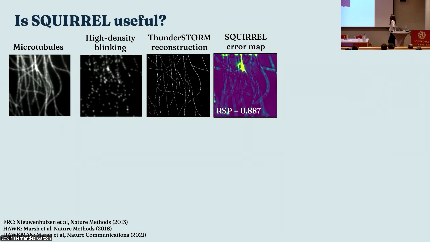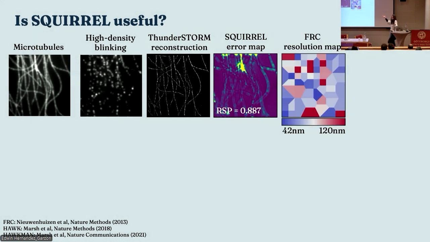I can get my SQUIRREL error map that says it's kind of okay, there's a bit of dodginess happening up there. Another thing we put into SQUIRREL was local FRC, so you can map the resolution across an image. Great, we can see that something weird is also happening in the resolution around this place, so that bit's probably quite bad. All right, cool. We kind of trust all that output. Okay, great.